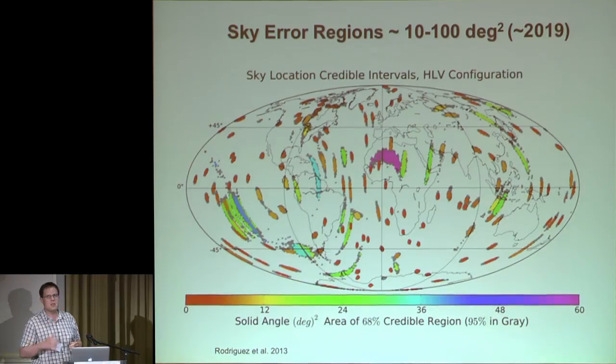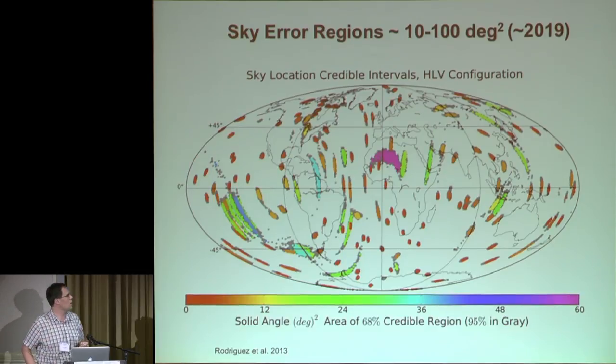Of course, the challenge for astronomers is that individual interferometers don't really localize the sources, so only by triangulating the arrival time do we determine the error regions. And even once we have the two LIGO and Virgo operating near the end of this decade, we expect typical error regions of tens or hundreds of square degrees, and these are much larger than the fields of view of most optical and radio follow-up telescopes.